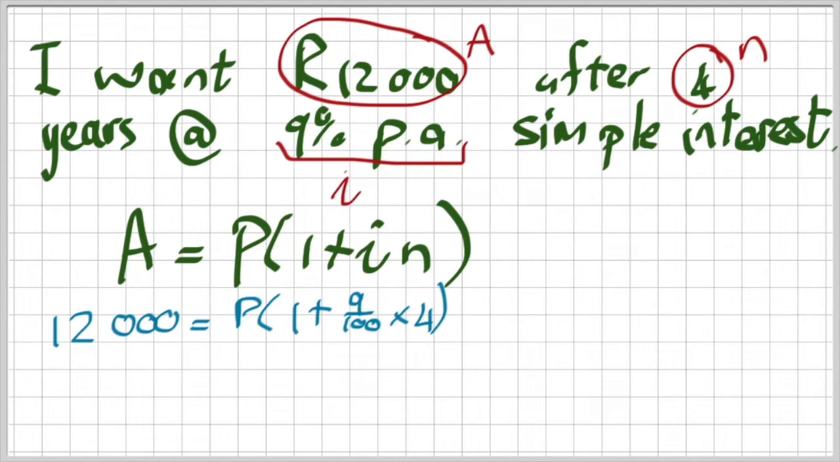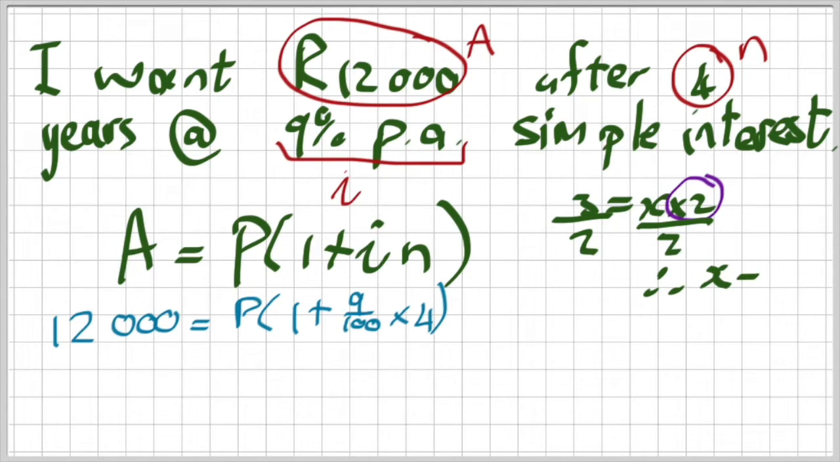But then how am I now going to get rid of that bracket? I want you to think of it like this. Say I've got 3 equal to x times 2. How do I get rid of that times 2? I divide both sides by 2. And I get x to be 1.5 or 3 over 2. I'm going to apply the same principle. So I'm going to say, let's divide both sides by that whole bracket.